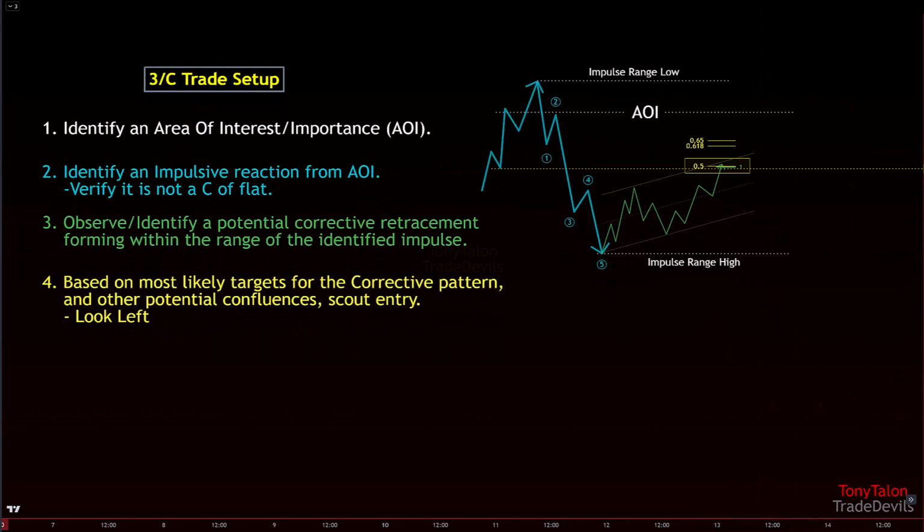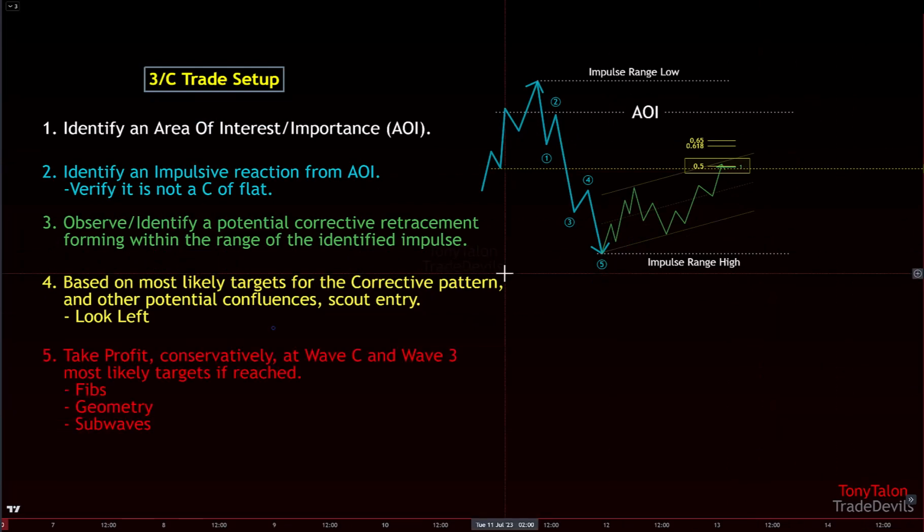All right, now with all that out of the way, we're going to move on to number 5. And we're going to look for taking profits conservatively at wave C or wave 3, most likely targets if reached. We're going to look for the fibs, most likely target for the fibs of wave C and 3, geometry metrics of the wave C and 3, subwaves of the wave C and 3 to kind of look for an ending point to take profit. Again, same thing with stop losses, take profits. That's something you're going to have to figure out.